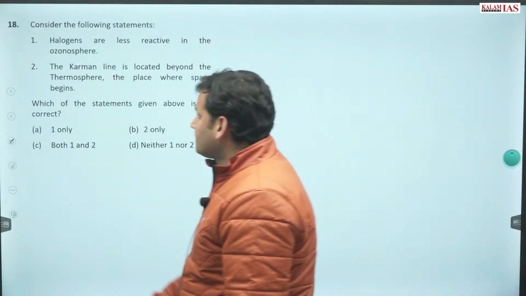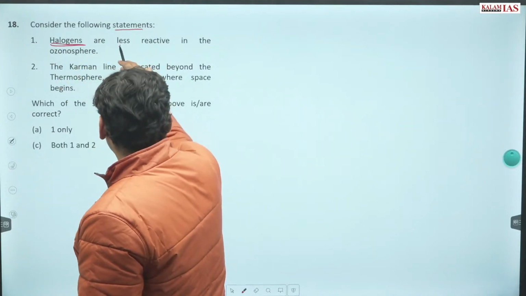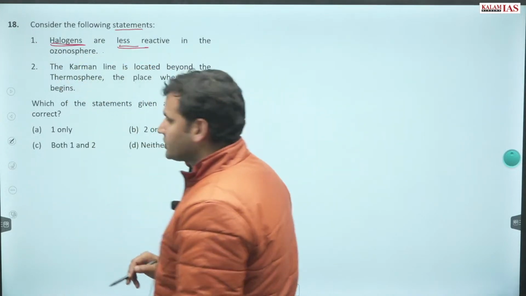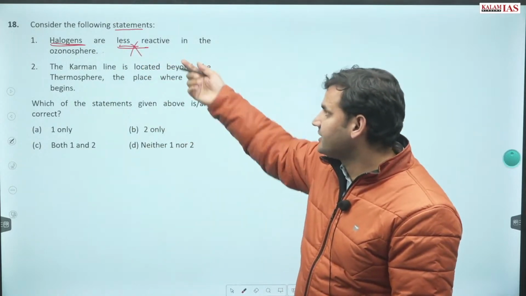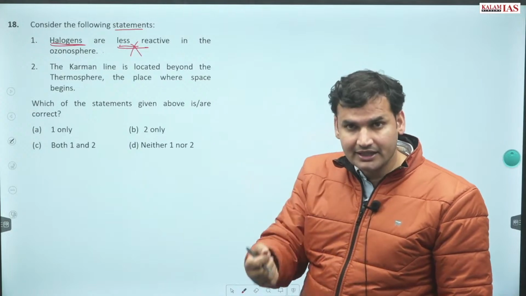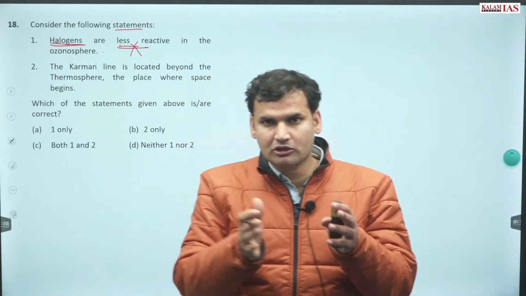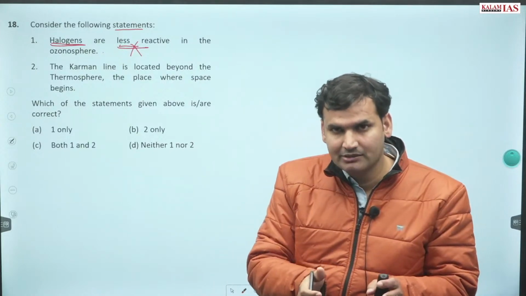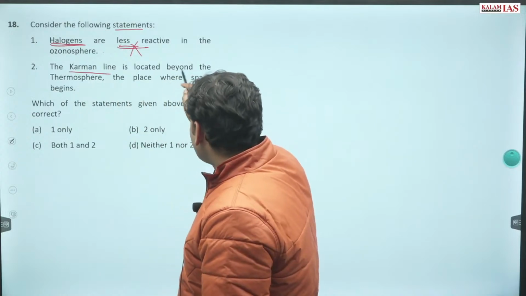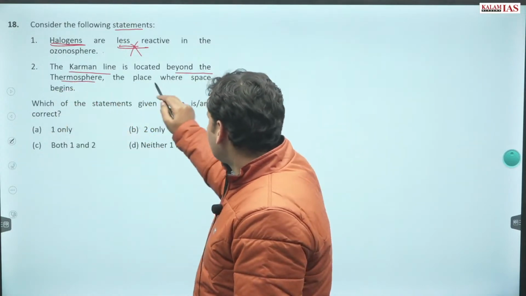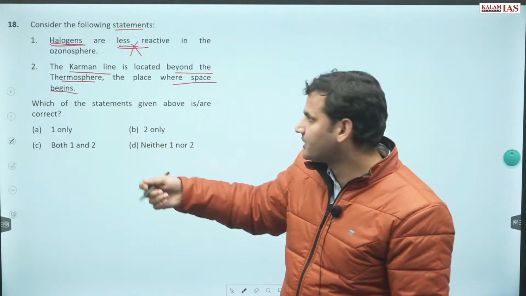Now moving to question number 18, consider the following statement. Halogens are less reactive in the ozonosphere. This is wrong. They are not less reactive in the ozonosphere. अगर less reactive होते, so there would have been no ozone depletion. आपने पढ़ा होगा क्लोरीन के बारे में, ब्रोमाइड्स के बारे में, फ्लोराइड्स के बारे में, एक्सेट्रा. Kármán layer is located beyond the thermosphere, the place where space begins. पूरा statement सही है, सिर्फ गलती कहाँ पे कर दी है?